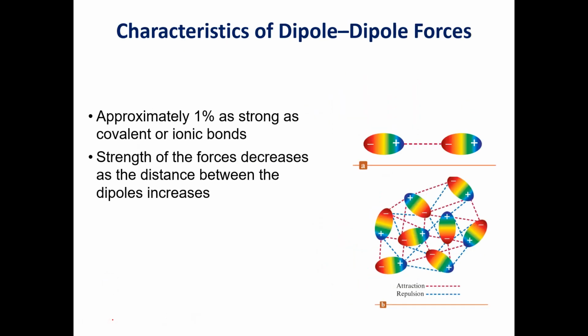So to put this in perspective, comparing it to bonds, dipole-dipole forces are about 1% as strong as a covalent or an ionic bond. And the strength of a dipole-dipole force decreases as we increase the distance between the dipoles. So if we have these dipoles really close together, then they will have a strong attraction. But as we move them further apart, then the strength of that attraction decreases.